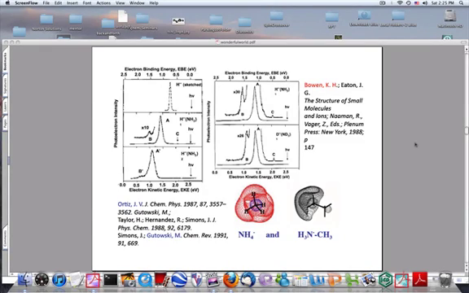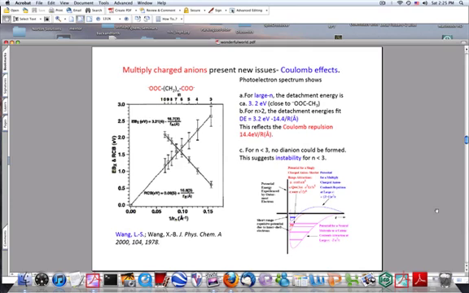Okay, so having studied a couple of families of molecular anions, the dipole bound and the double Rydberg, let's move on now to another couple of families that involve multiply charged anions. And the first species group that I want to talk about are these dicarboxylate dianions that were studied by Lai-Sheng Wang's group in the early 2000s.